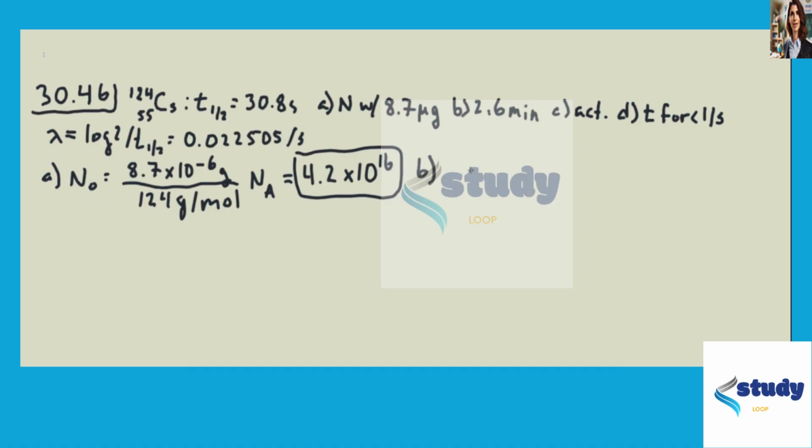So now, if we want to evaluate this at t equals 2.6 minutes, we know N equals N naught, which is what we just found, times e to the negative lambda t. We found lambda, we know t is 2.6 minutes. And so we're going to have 1.3 times 10 to the 15th nuclei left after 2.6 minutes.